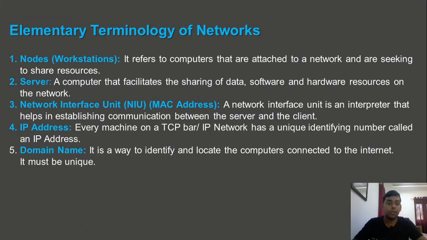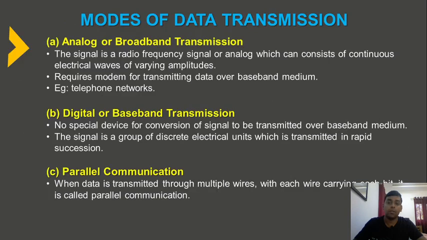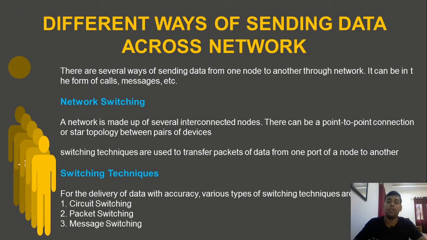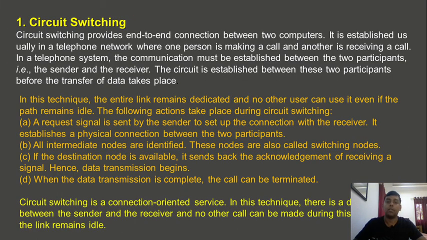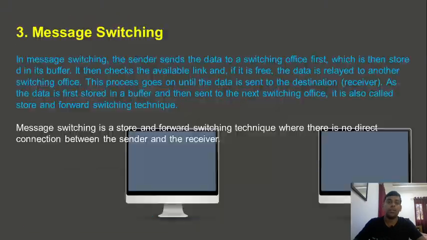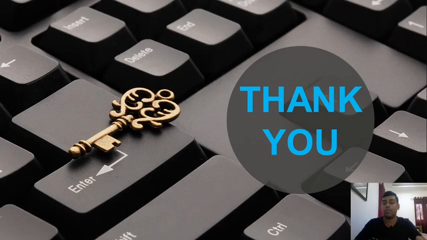Let's have a quick recap. Elementary terminologies, then components, then modes of data transmission, and the different ways of sending: circuit switching, packet switching, and message switching. Then we have seen the differences between packet switching and circuit switching. So this is all for the time being, and we have gone through some new terminologies. Of course, this will be something very new to you, so keep going through it.